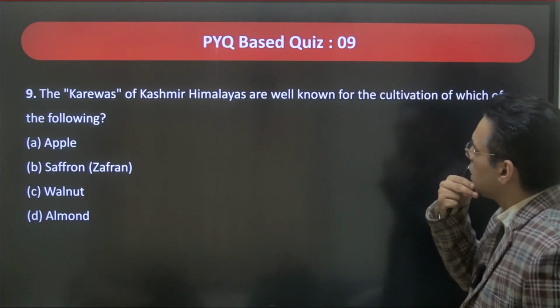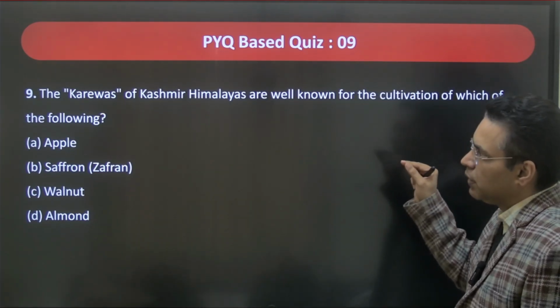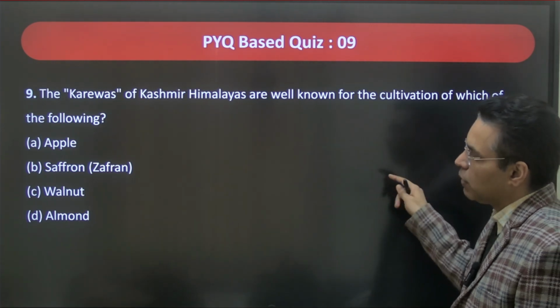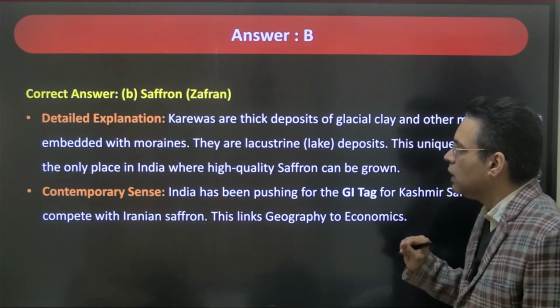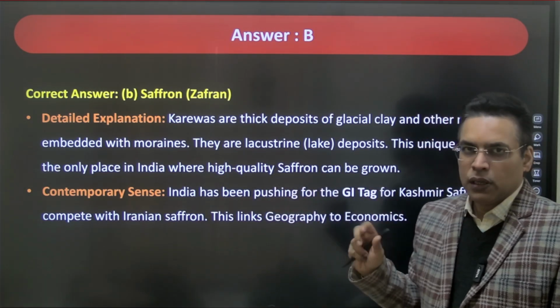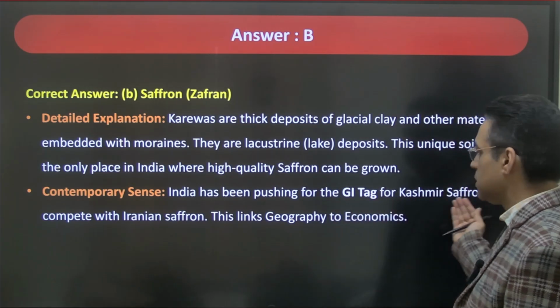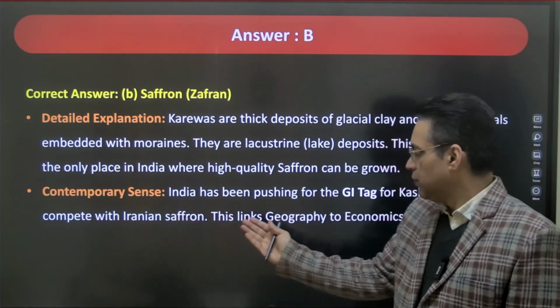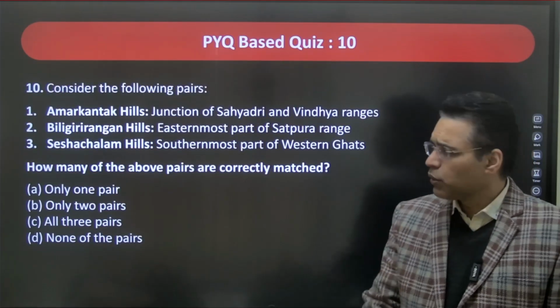The Karewas of the Kashmir Himalayas are well known for the cultivation of which of the following? Apple, saffron, walnut or almond. The answer is B, saffron, because Karewas are glacial deposits of the lake, and their unique soil helps where high quality saffron is produced. Kesar, as it is called. India has been pushing for a GI tag for Kashmiri saffron to compete with Iranian saffron. This links geography to economics. Now 3 more questions, 12 questions are there.